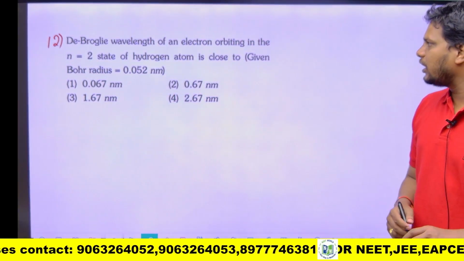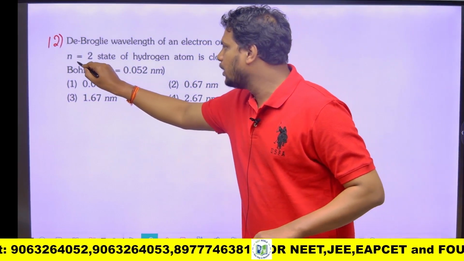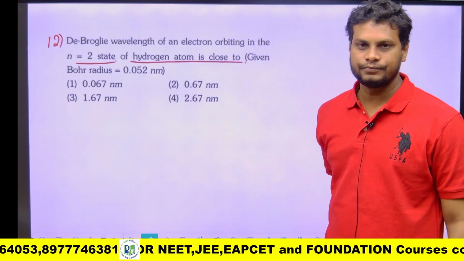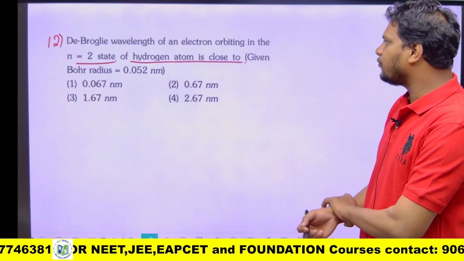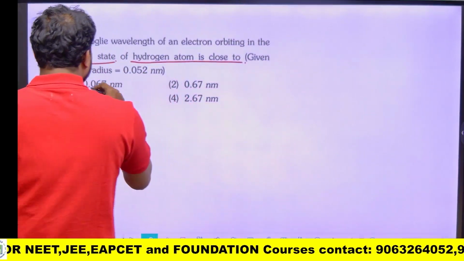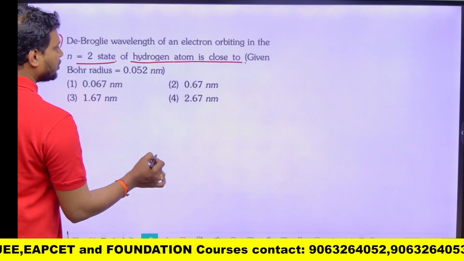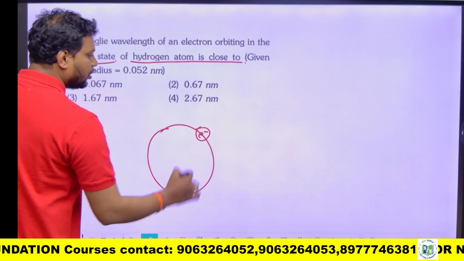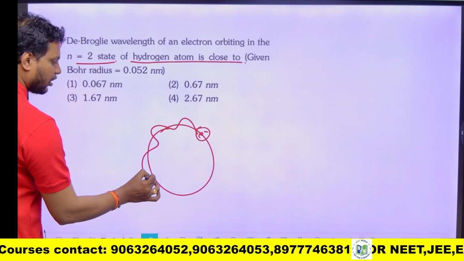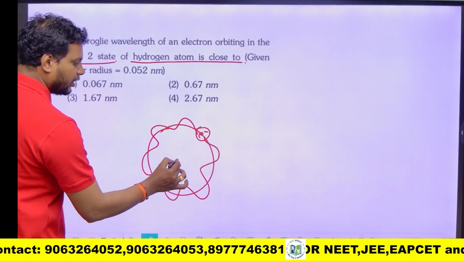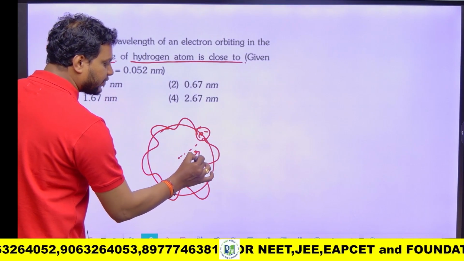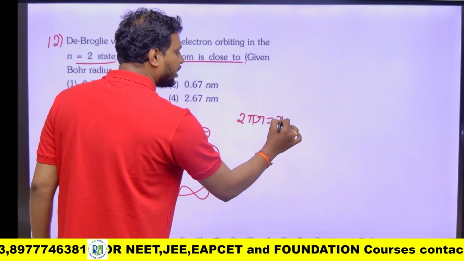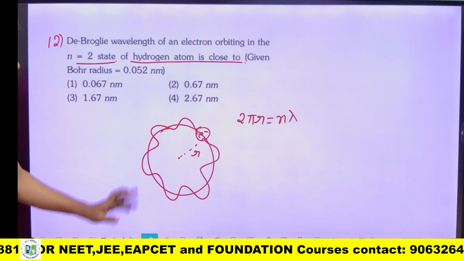So the de Broglie wavelength of an electron orbiting in the n equal to 2 state of a hydrogen atom is close to... We have the formula. Let us say the electron is revolving in the second orbit. If I take the radius as r, then the distance covered, or the path difference, is 2 pi r, which is taken as n lambda.